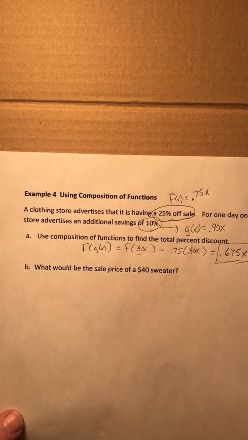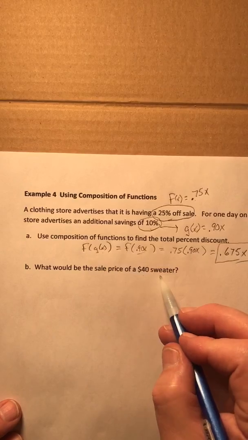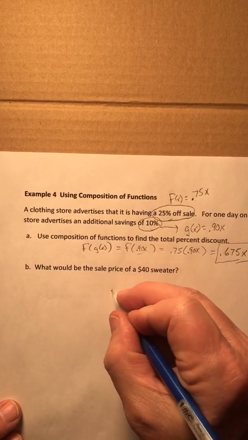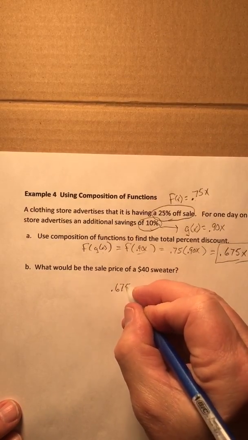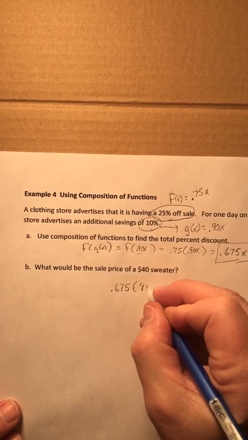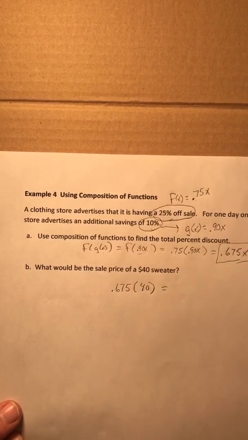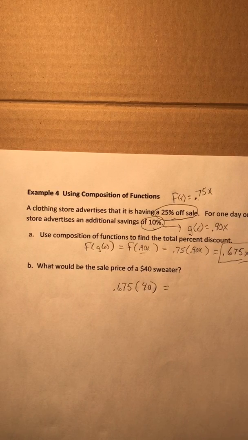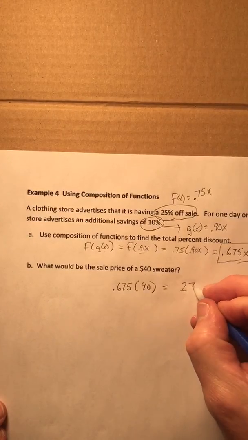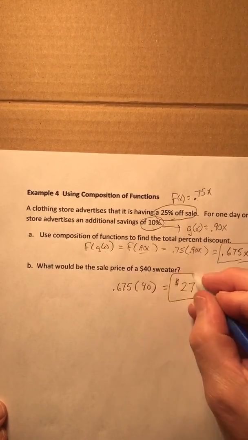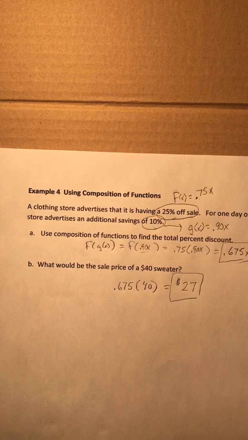All right. So now to find the sale price of a $40 sweater, we would do 0.675 times 40. And this would give us the new price of that sweater. And the new price of that $40 sweater is $27. All right. So that's composition of functions.